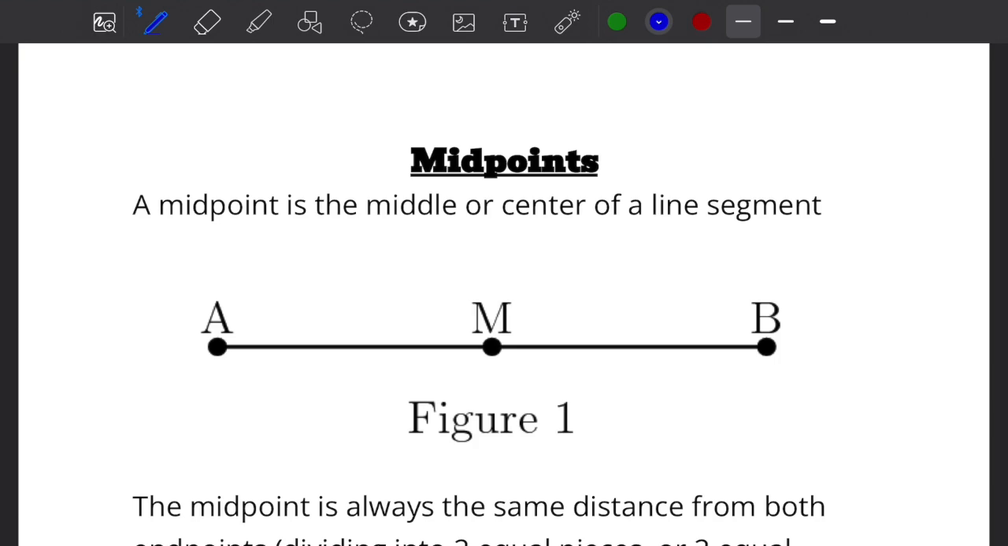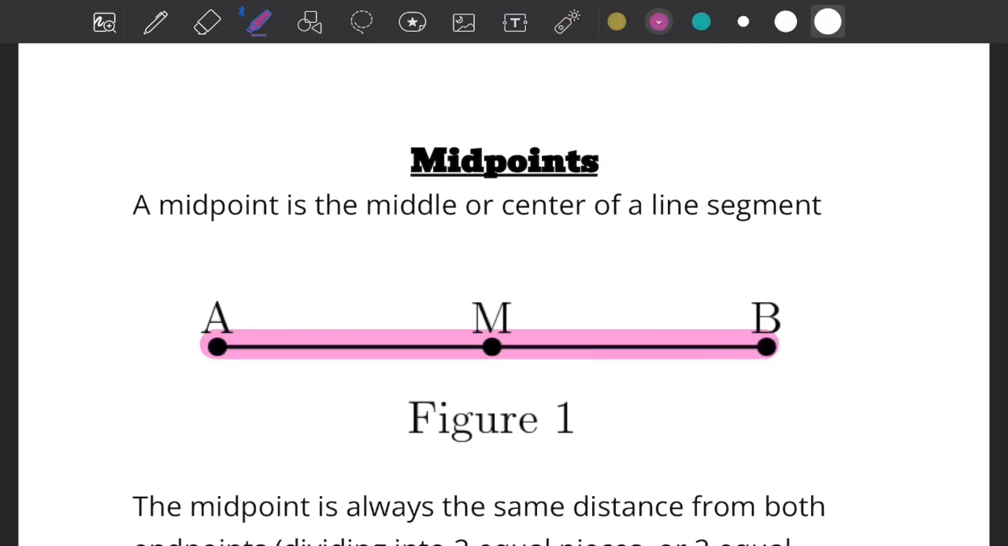In this video, I am going to introduce the concept of midpoints. By definition, a midpoint is the middle or center of a line segment. So let's take this line segment as an example. This is line segment AB. The midpoint, or the center of this line segment, is point M right here. That means it's in the middle or the center of this line.